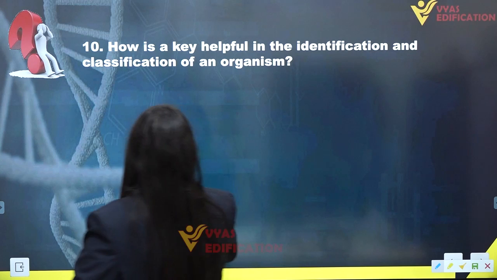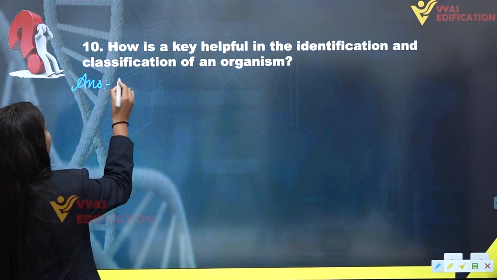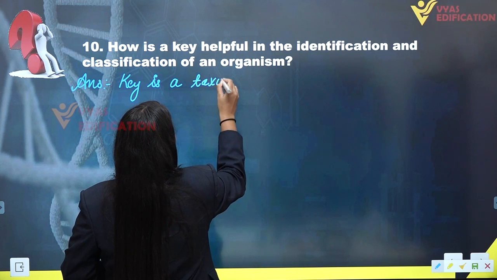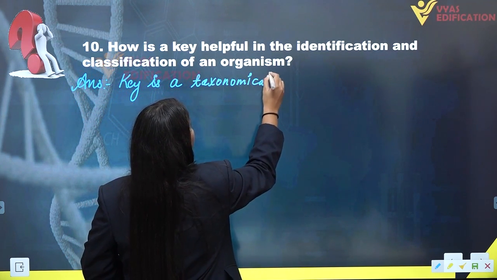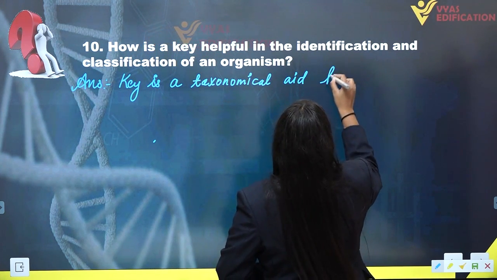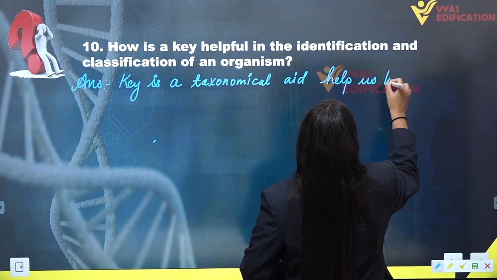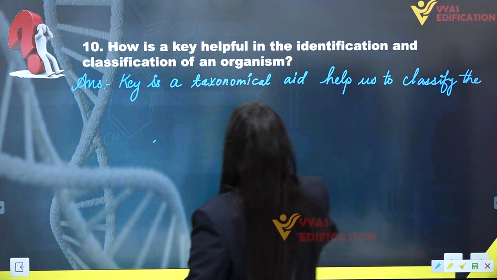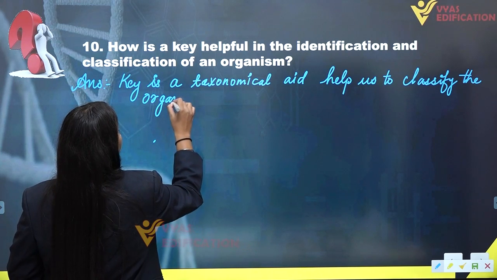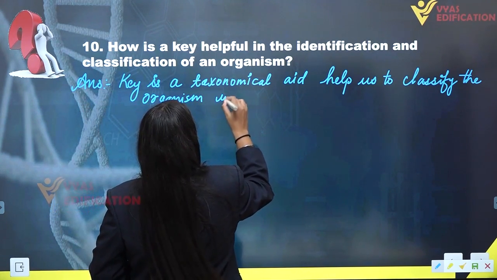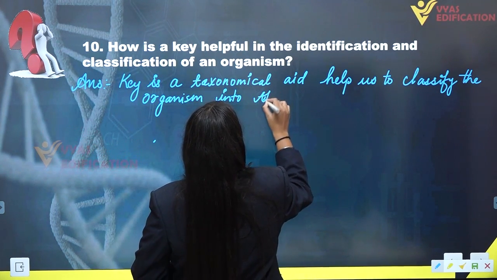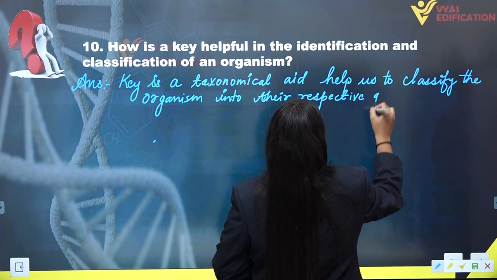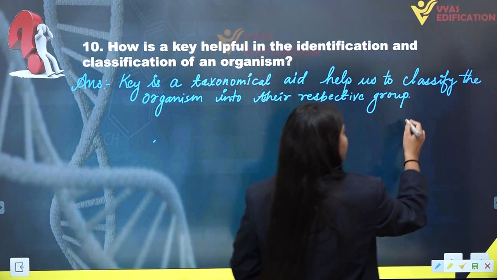Alright, so first of all we are going to write what is key. So key is a taxonomical aid, which helps us to classify the organism into their respective group. Okay, and keys look like this.